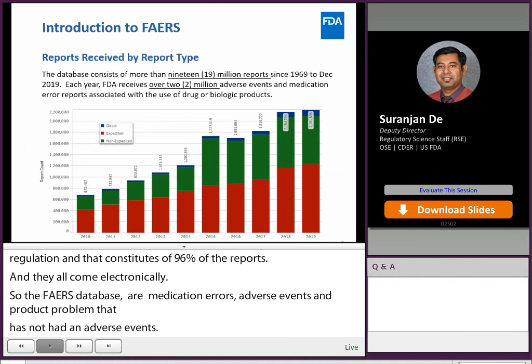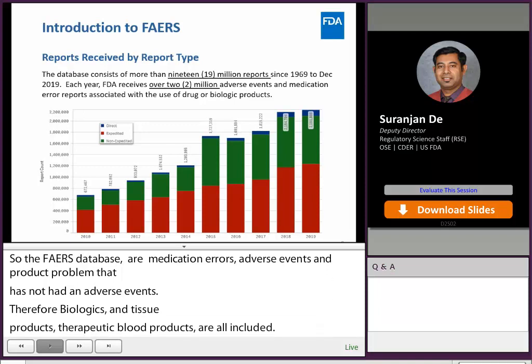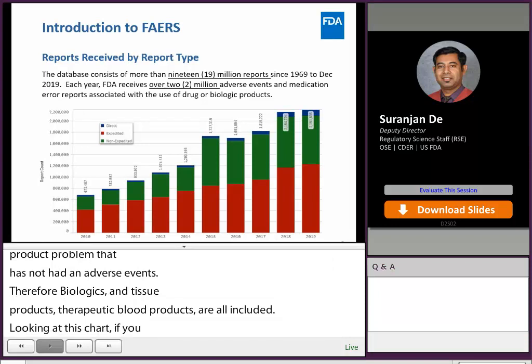If you look at this chart, you can see that the volume of these reports is going up at a tremendous rate. In 2019, we had more than 2 million reports. And since 1969, we have had more than 19 million reports come into FAERS.